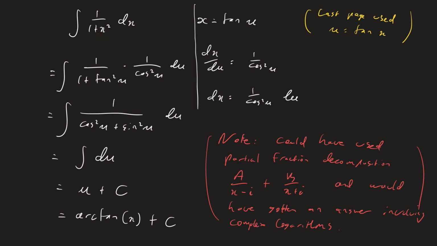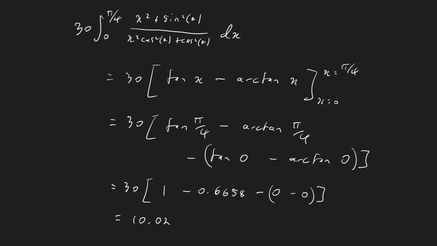So when we substitute x equals tan u in here, we get 1 on 1 plus tan squared u times dx gets replaced with 1 on cos squared u du. Tan squared u is sine squared u on cos squared u. When we multiply everything by cos squared, we therefore get 1 on cos squared u plus sine squared u. That's equal to 1. Therefore, I get the integral of du, which is u plus a constant, which is arctan x plus a constant. We can now solve today's integral, which was 30 times this integral here.